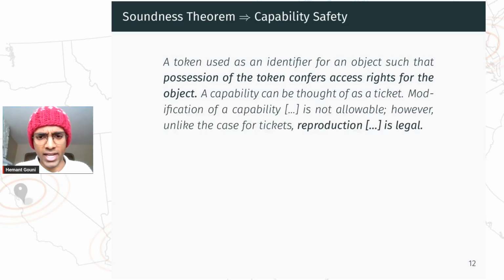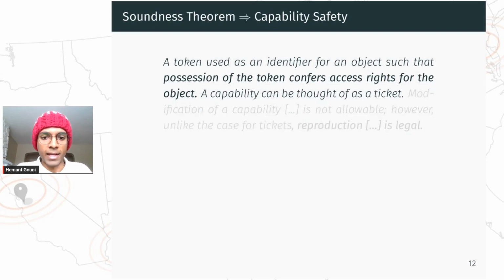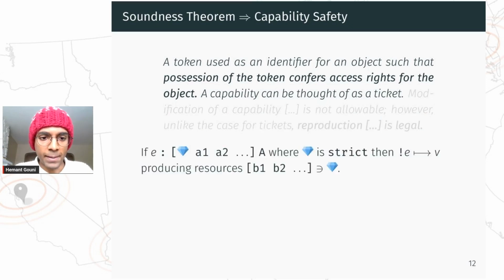And just as an aside, he goes on to later say that reproduction of capabilities is legal, right? So it's interesting because he's explicitly saying here that capabilities are not an affine resource, right? So even 50 years ago, they were already thinking of capabilities in this resourcey way, and our work is among the first to formally realize this. But okay, that aside, you can think of the safety property for capabilities as follows.